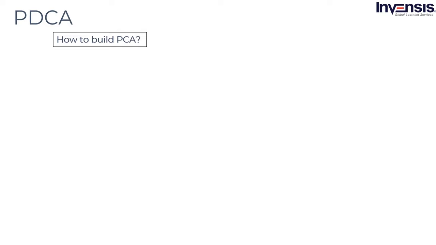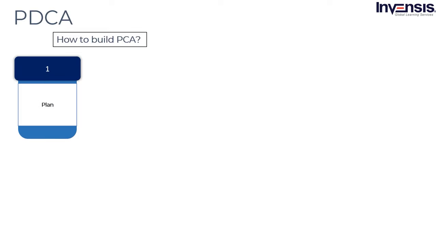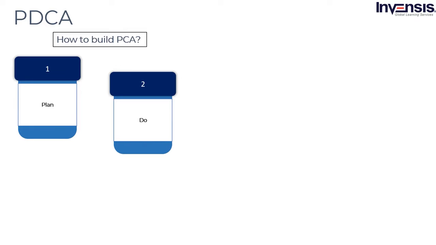The first one is plan. In this stage, the business improvement professional identifies an opportunity for change and is actively planning ways to implement the same. The next step is do: apply the proposed change to the process. But, it is preferred to start on a small scale.